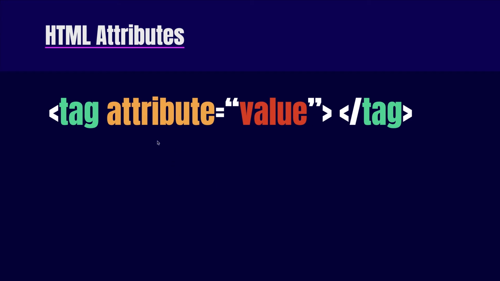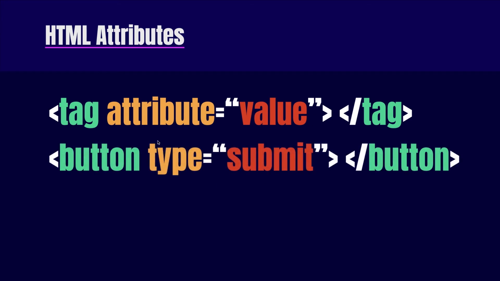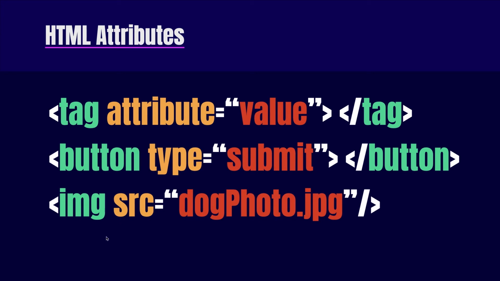So an actual example of this would be a button. So here's the opening one, same pattern, with a type attribute, and submit would be the value that's given to it. And here's the closing tag for the button. And with self-closing tags, the attribute just simply goes right within it. So in this example, the image will need a source attribute, and it's equal to the name of a file.